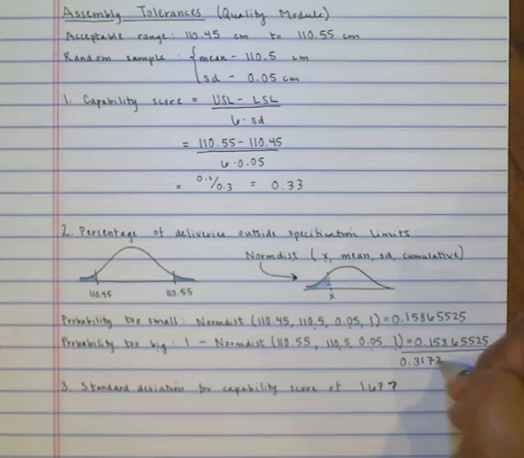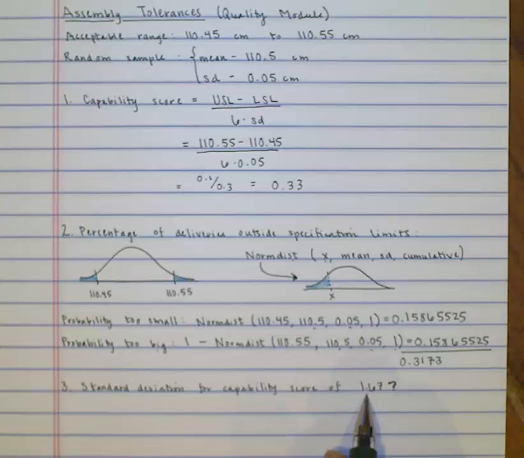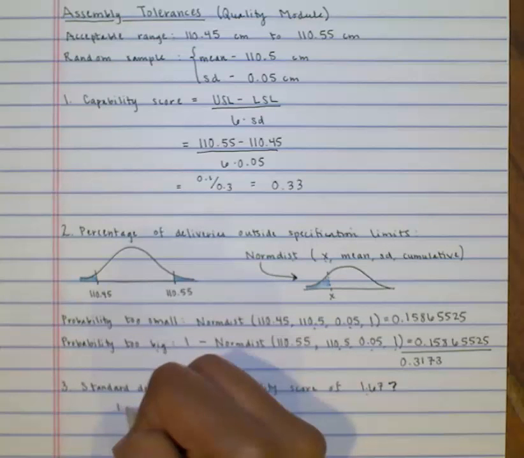Then, the defect probability is simply the sum of these two values, which is 0.3173. Finally, if we want a capability score of 1.67, we use the capability score equation where the standard deviation is now unknown.